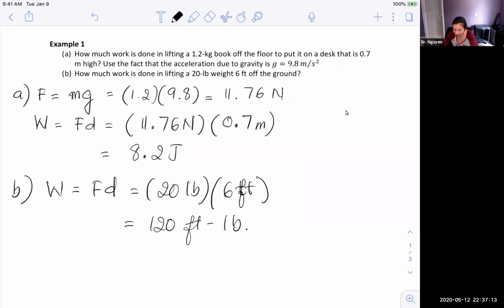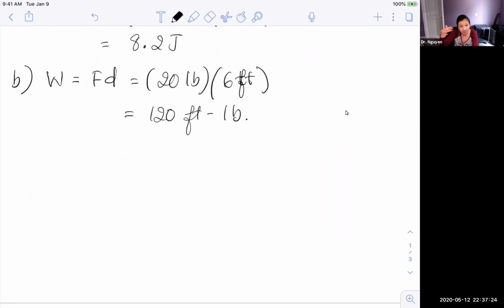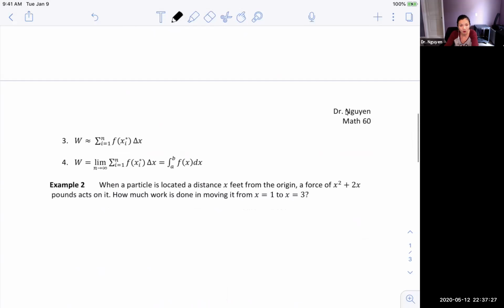Okay. Now, we are doing this as long as the force is constant. So what happens if the force is variable? It's going to change, right? Therefore, we have the definition for work. The work done in moving the object from A to B is going to be the limit of that quantity that you see right here. So if you take the limit, you get the work done in moving from A to B, and that's just the integral from A to B of f of x dx.